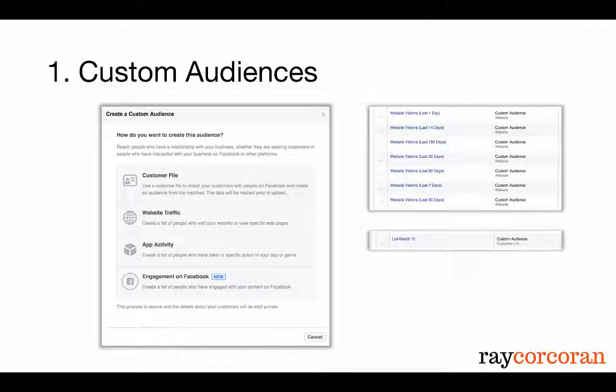So the first is custom audiences. When you go into Facebook and you go into the ads manager, you go to the main menu and then the section called audiences, and then you can go to create, and you'll get an option to either create a custom, lookalike, or saved audience. So this is the first one, which is custom audiences, and this is a really cool one.